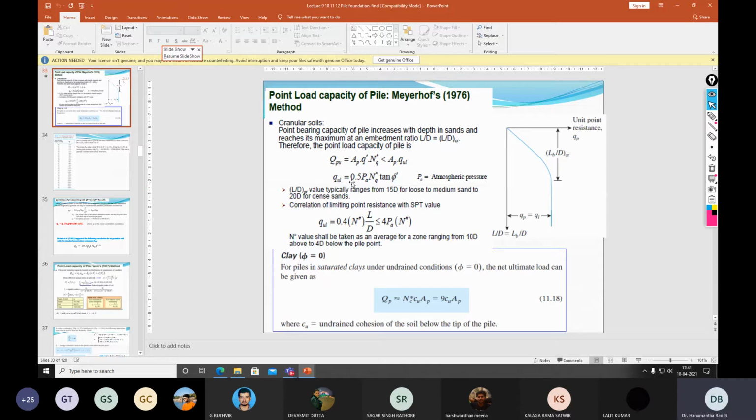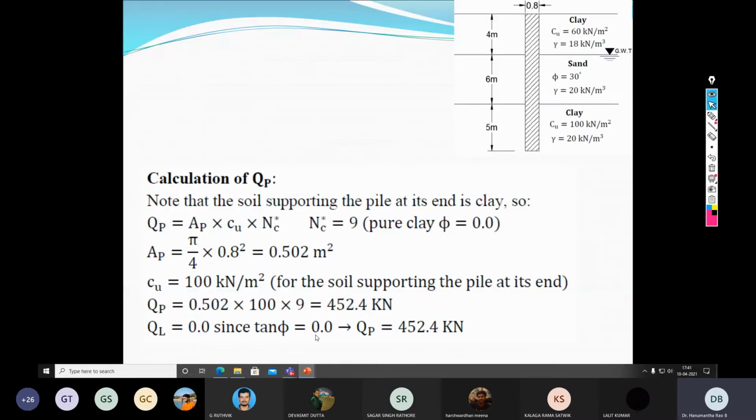Okay, but how do you calculate the Q limited? So that is 0.5 into Pa into Nq star into tan phi. But here regarding the tan phi, phi is 0. So therefore QP is considered as Q limited. The phi of first 4 meter is 0 because this is a clay, so there is no development of the friction angle. Okay, so therefore it is reasonable to take 452.4 QP as Q limited only.